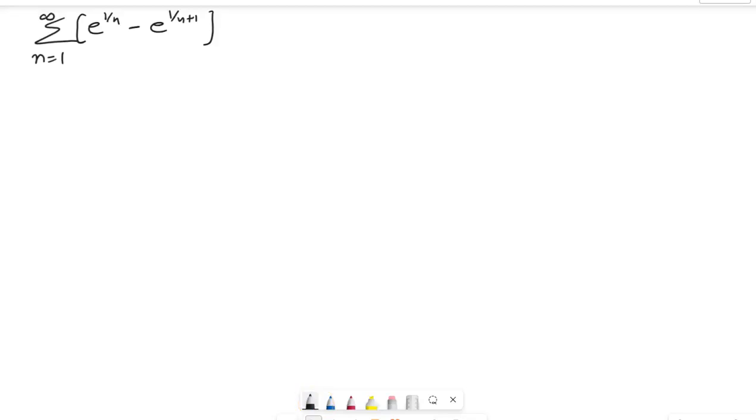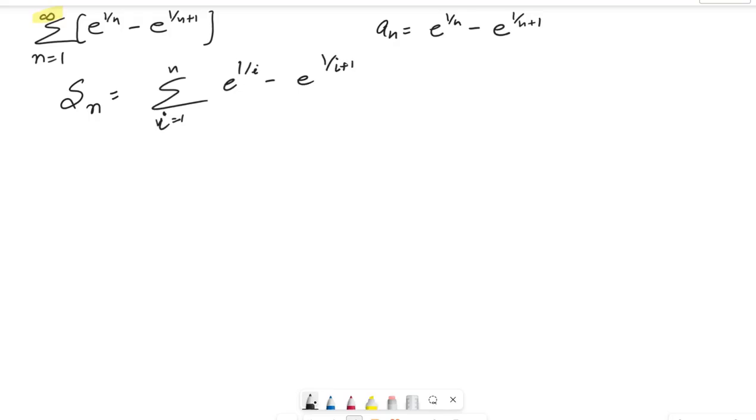Here we have another example of a telescoping series. The general term a_n is e^(1/n) minus e^(1/(n+1)). We need to find the sum to infinity, but what if we find the sum to n? That would be the sum from i equals 1 to n of e^(1/i) minus e^(1/(i+1)). So basically, I changed the counter. If you notice, this is i, just so you don't get confused. n is the end point.